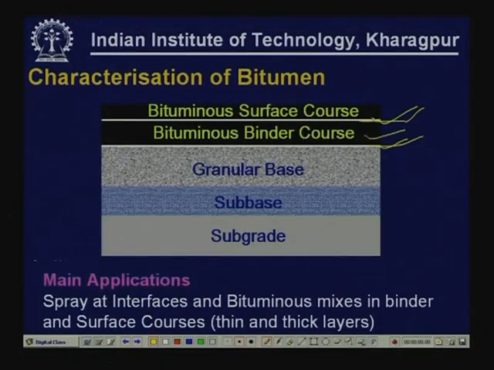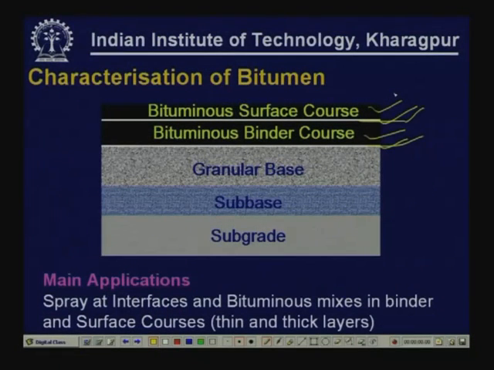Other than this, we use bitumen in bituminous courses, bituminous binder course and bituminous surface course. Surface course is usually a thin layer ranging from 20 millimeters to 40 or 50 millimeters. Typically, bituminous concrete is provided as 40 to 50 millimeter thick. This is a surface layer provided to cater to the demands at surface, whereas bituminous binder course is the main bituminous layer, main structural layer, which provides longevity to the pavement.